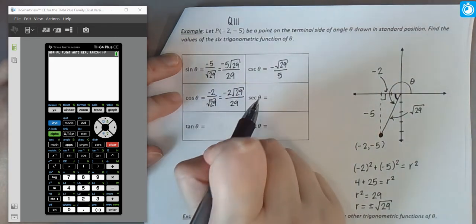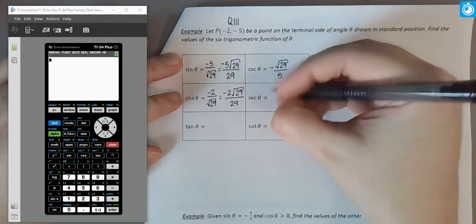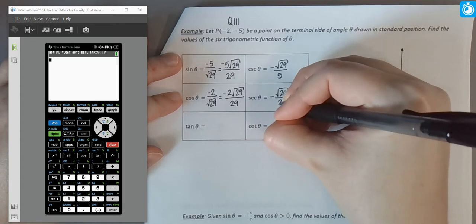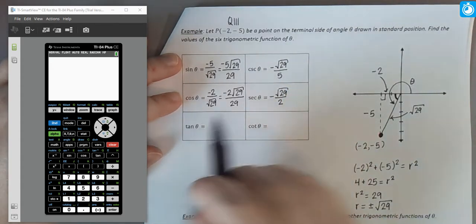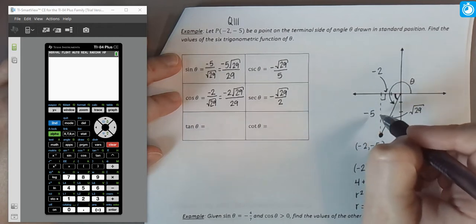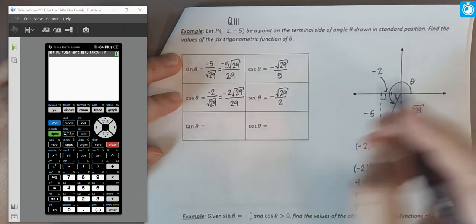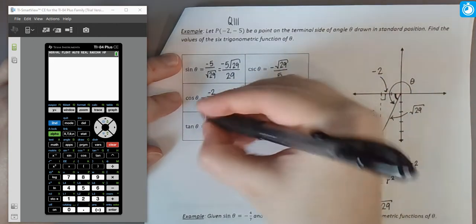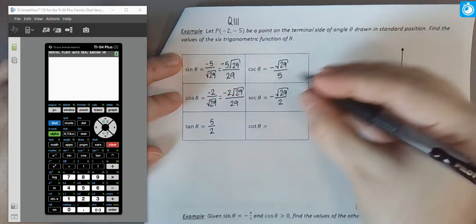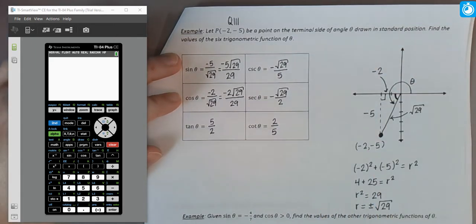Okay, and then the secant will be the reciprocal of that. So we can take the reciprocal of the non-rational version, and that's going to be negative root 29 over 2. And then our tangent is defined as our opposite over our adjacent. So negative 5 over negative 2. Notice that double negative. Those are going to cancel when you divide. So opposite over adjacent is going to be 5 over 2. And then cotangent is the reciprocal of that, which is 2 over 5.